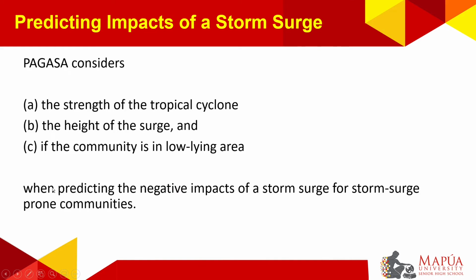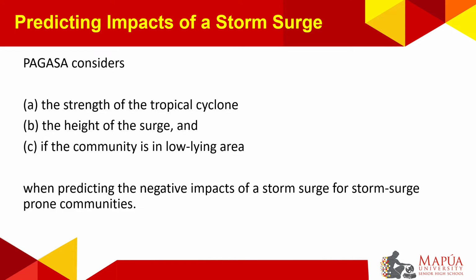Now, when it comes to a storm surge, Pag-asa attempts to predict its impact. How does Pag-asa do this? Pag-asa considers three things. First, the strength of the tropical cyclone itself. Second, the height of the surge. And lastly, if the community is in a low-lying area.